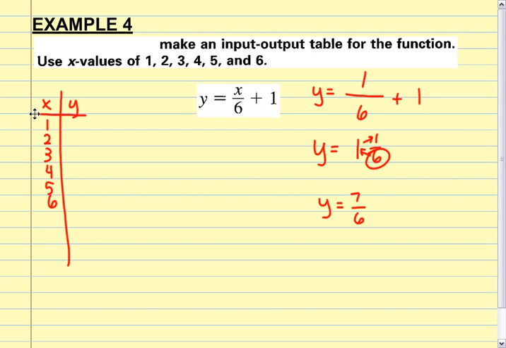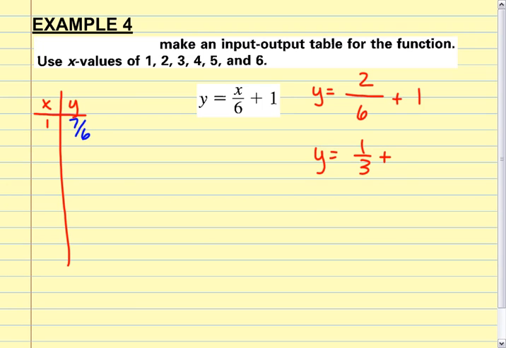Okay? You know what, I'm going to need some more room over here when I write my y's. So now this is 7/6 when we plug in 1. Alright? Okay, let's go back. Now we'll plug in 2. Plug in 2 up here. So that means y is equal to 1/3 plus 1. Y is equal to 1 and 1/3. Remember to change that back to a fraction. 3 times 1 is 3, plus 1 is 4, and put it over 3. 4/3. Okay, so when I plug in 2, I get 4/3.